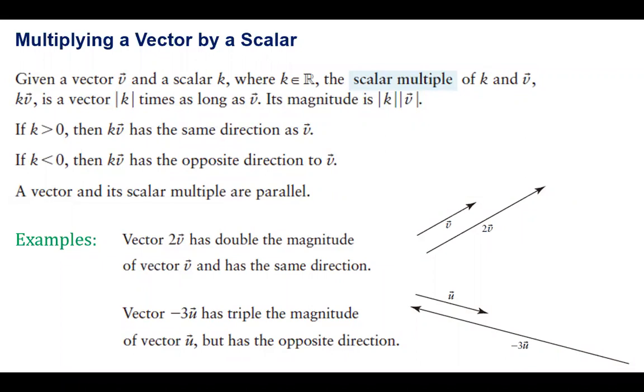So for example, vector 2v has double the magnitude of vector v and has the same direction. And vector negative 3u has triple the magnitude of vector u, but has the opposite direction.